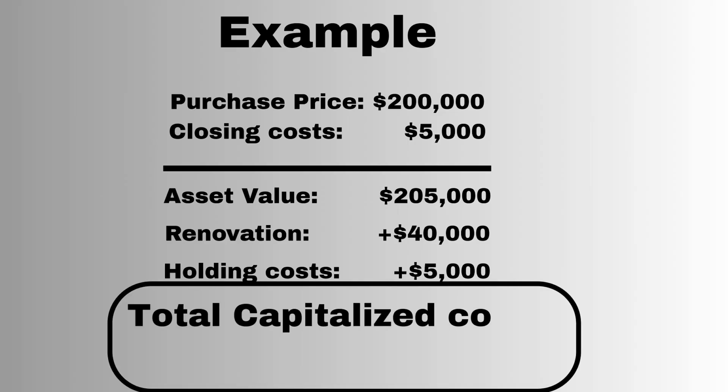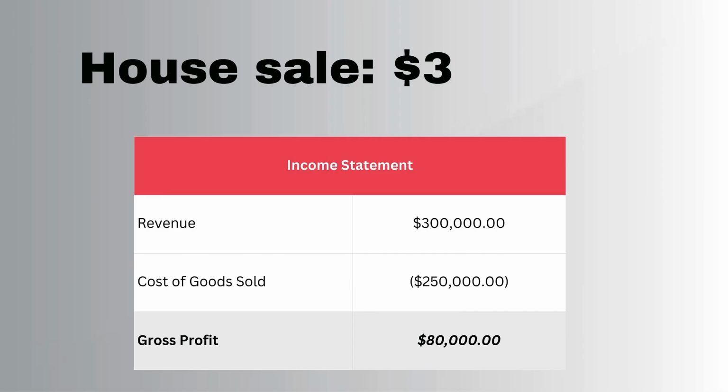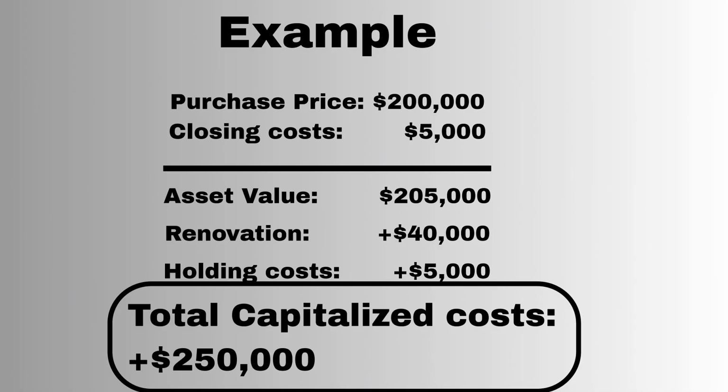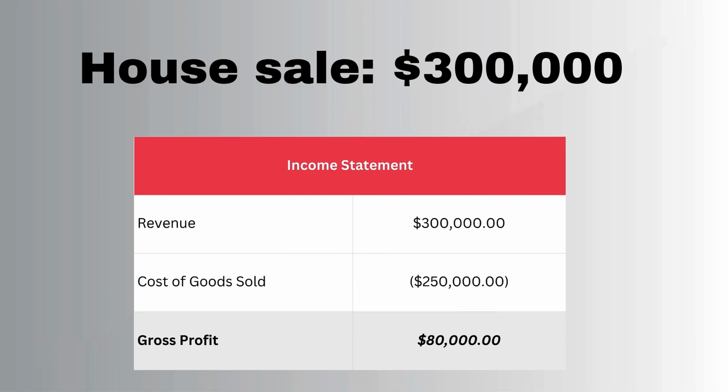These costs are added to the asset, increasing the property inventory value to $250,000. Finally, the sale. The house is now ready and sells for $330,000. On the income statement, the sales revenue is $330,000 and the cost of goods sold is the total capitalized cost of $250,000. This gives them a gross profit of $80,000.